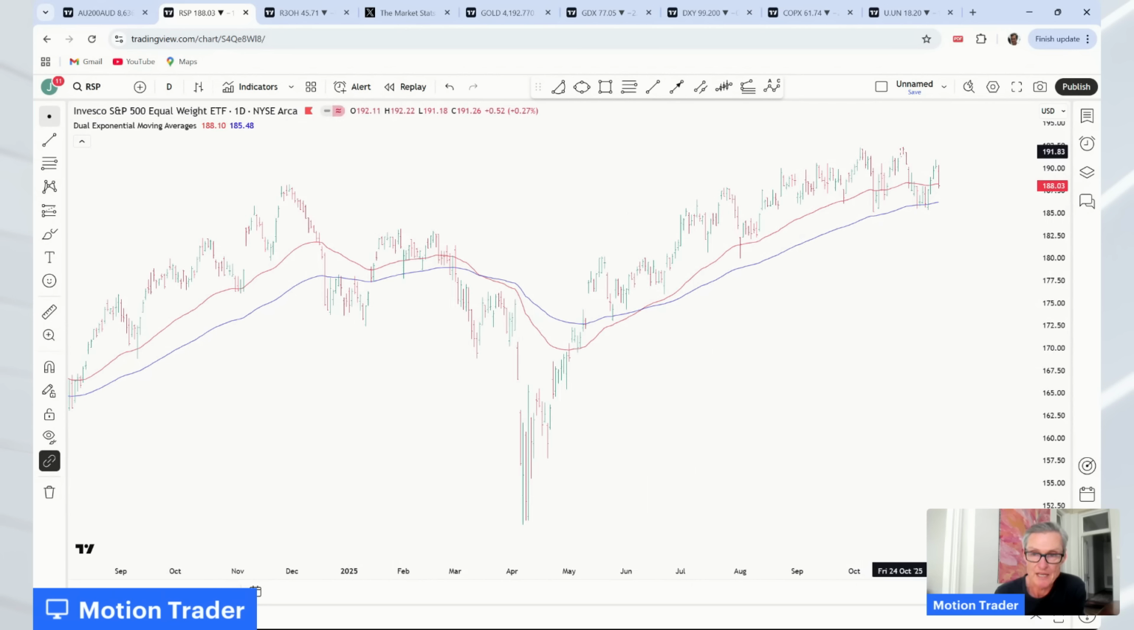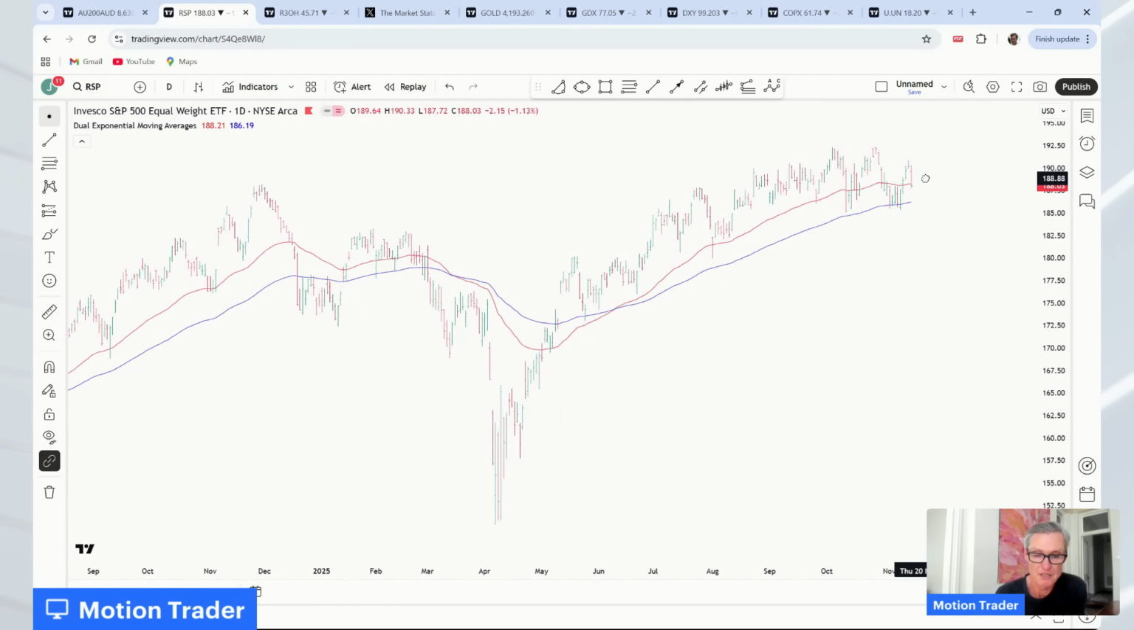That's what I think we need to see: the equal weight break higher, to see that broad participation in the market break higher, and to then potentially get that sustainable re-engagement of the upward trend. Until then, I think we should expect more consolidation within this range, but I still think it's with a bullish bias.